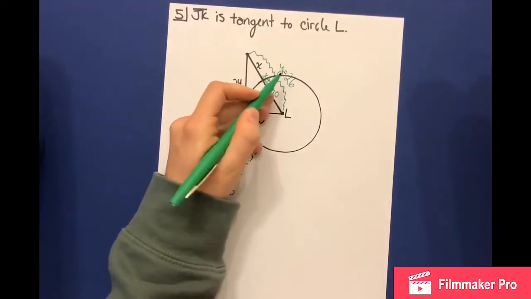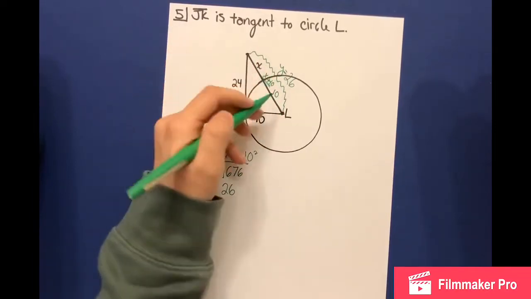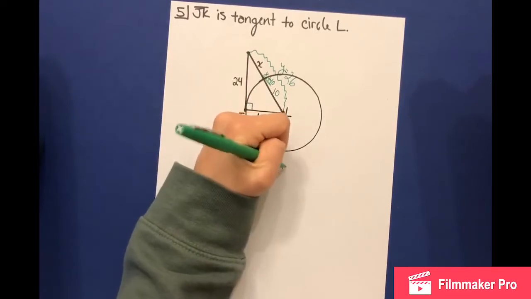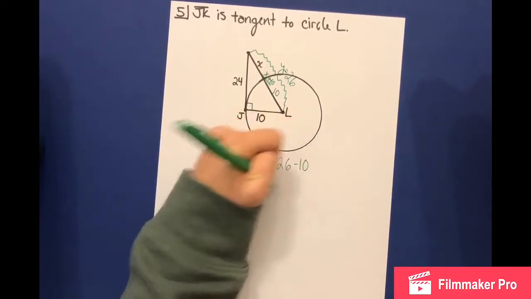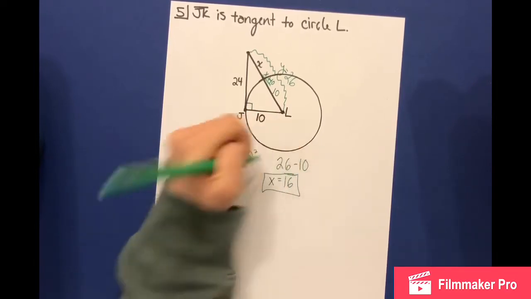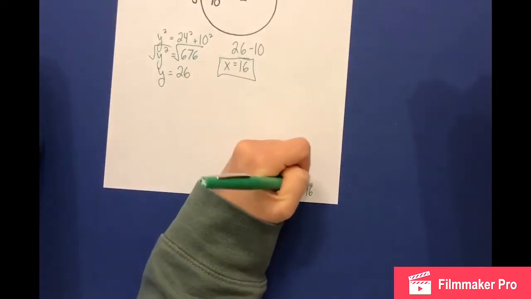I know that if this whole thing is 26 and this little part is 10, I can subtract it off. So I'm going to do 26 minus 10, which is equal to 16, and that's going to be my x. So I'm going to throw it down here as 16.